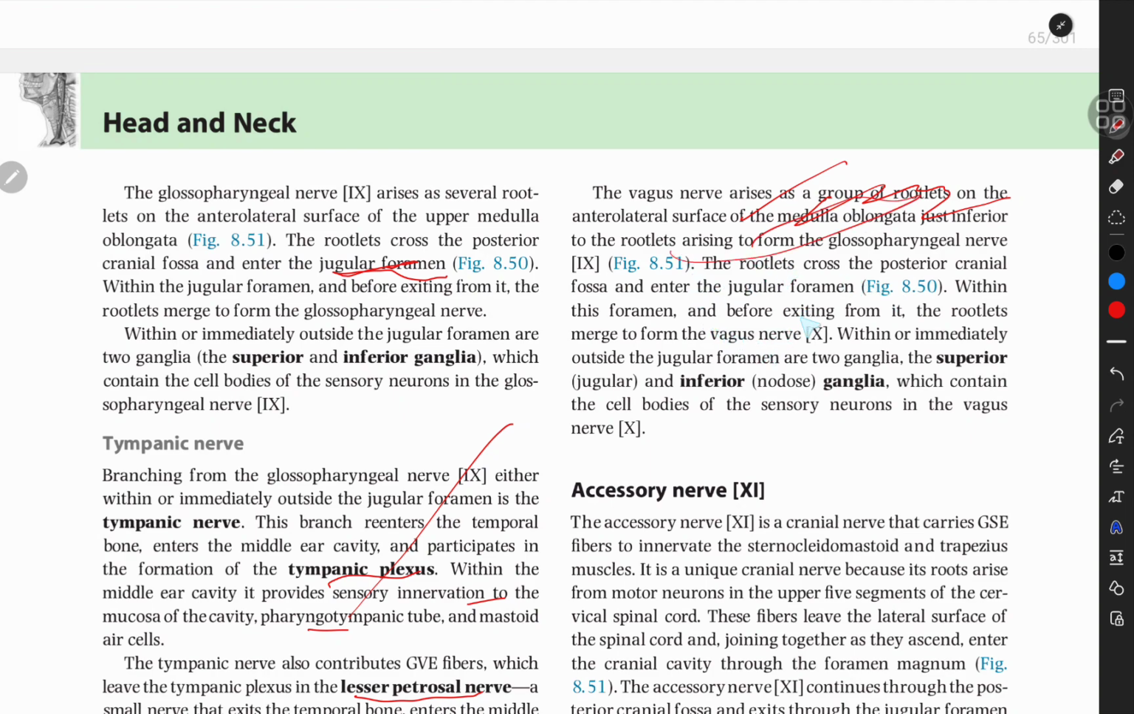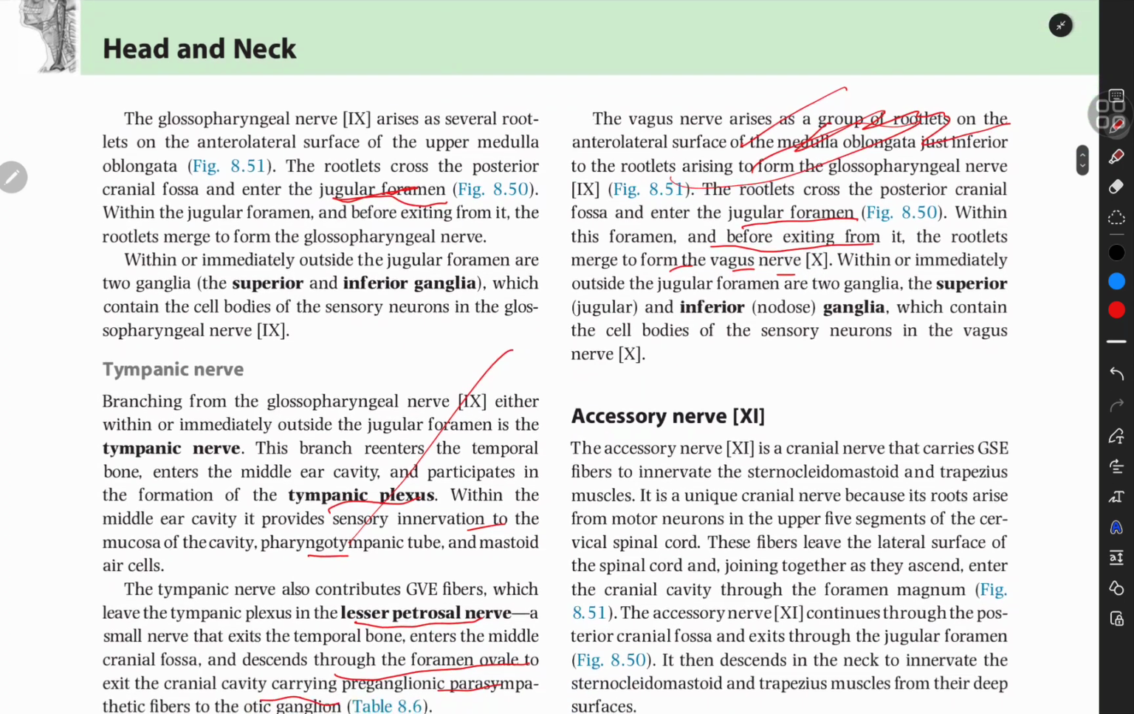Rootlets cross the posterior cranial fossa and enter the jugular foramen. Within this foramen and before exiting from it, the rootlets merge to form the vagus nerve.